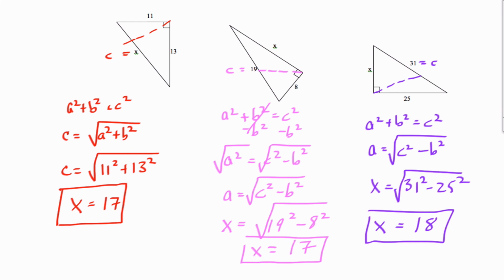So those are the first two rows of problems. See if you can get the third row by yourself. And then move on and check if you know how to do the trigonometry.